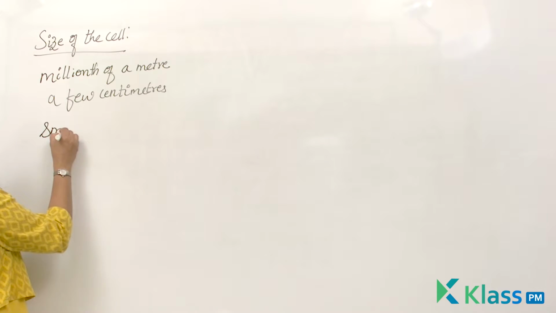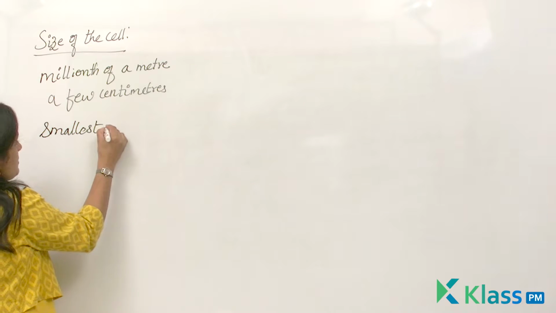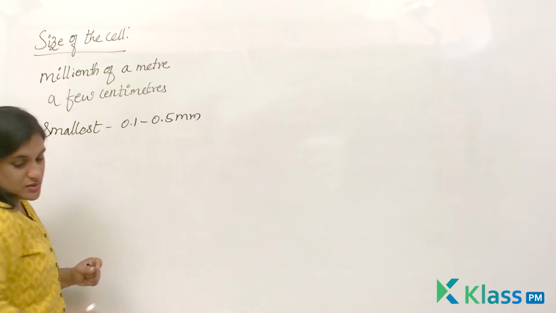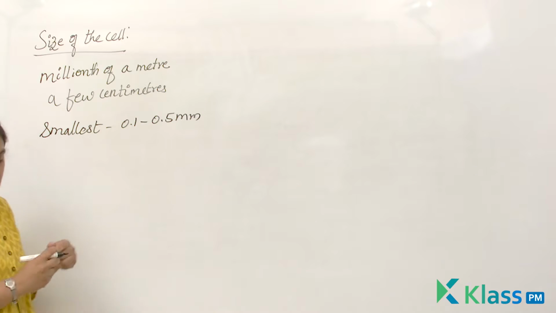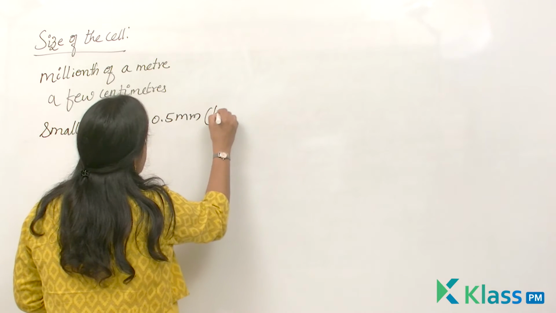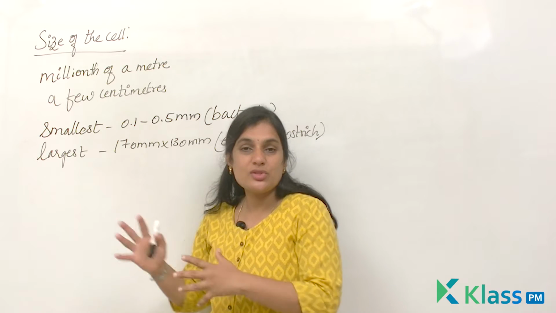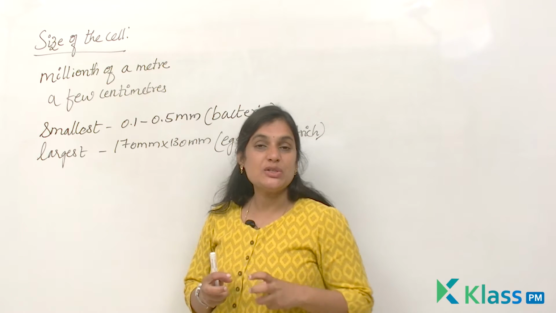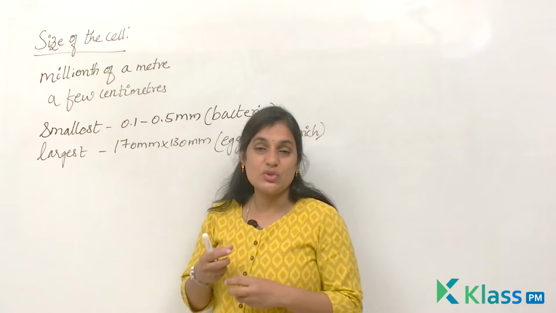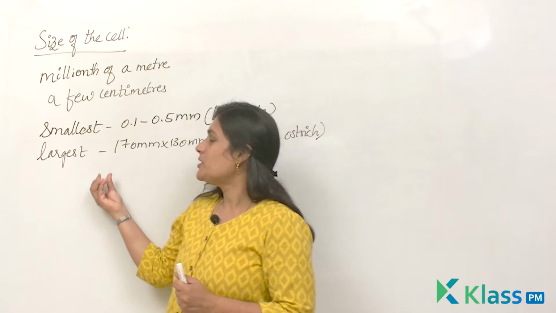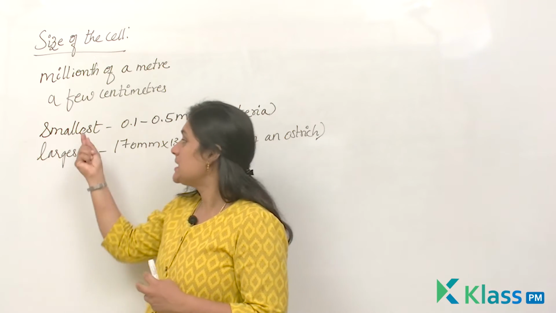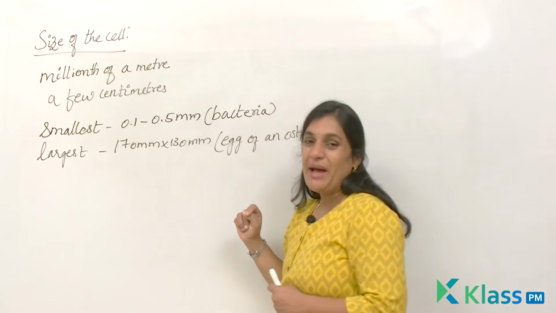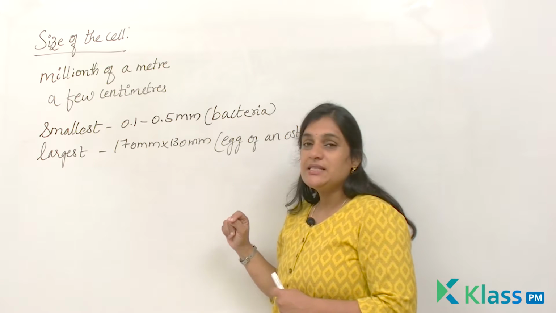Say, the smallest cell observed under a microscope measures 0.1 to 0.5 micrometer. This is seen in bacteria, that is the smallest cell. Most of the cells are microscopic, where we need to put them under a microscope, where the lens will magnify them many times so that you can see the size of the cell. So the smallest of all the cells measures from 0.1 to 0.5 micrometer, which is a bacterial cell.